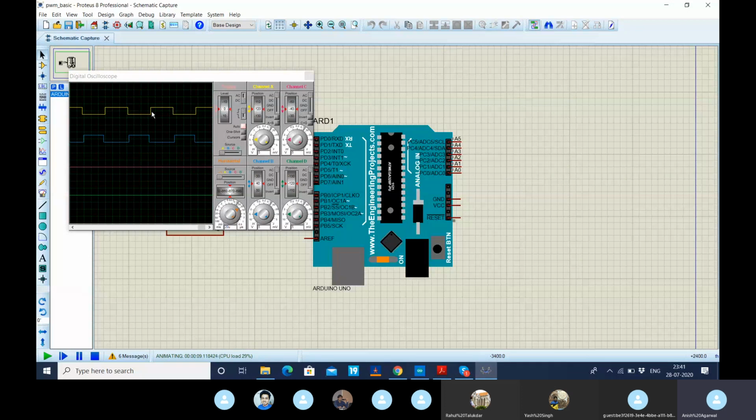If you see here, this yellow pulse is the OCR1A pulse. You remember we had set the value to 512 and we are running the microcontroller in 10-bit mode. So it is on for 50% of the time, 512, and it is off for the same amount of time. On the other hand, the other pulse, OCR1B, is on for only 450 counts, and it is off for the rest of the time, which is 574 counts.